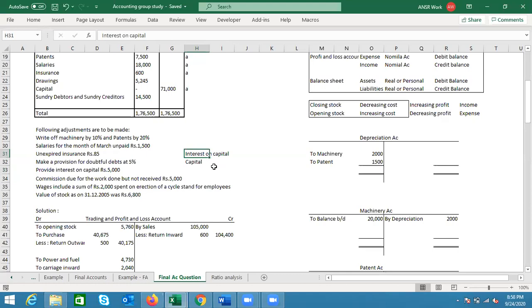Now that we have determined that, let's go on to what type of account these are. Interest on capital is a nominal account, perfect. Capital is a personal account, right? It is representing the owner, right? Now, interest on capital here is expense or income?